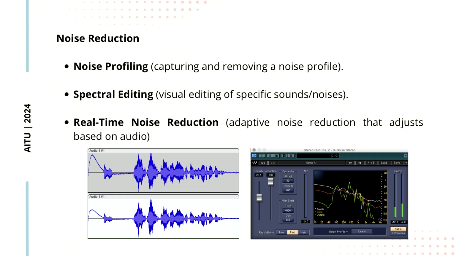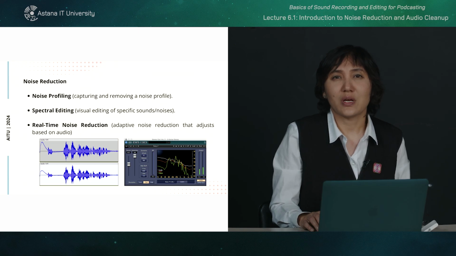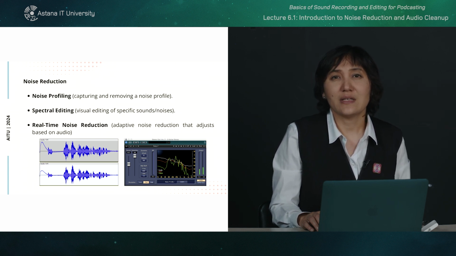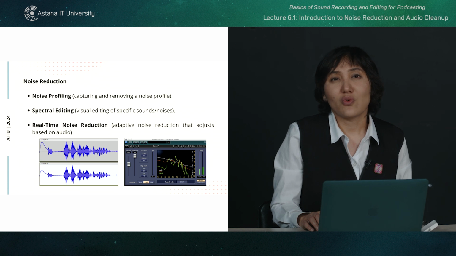Noise profiling is a process in digital audio editing where a specific segment of unwanted noise, such as background hum or static, is isolated and analyzed to create a profile or fingerprint of the noise. This profile is then used by noise reduction software to subtract or suppress similar noise throughout the entire audio track, thereby cleaning up the recording without affecting the desired audio, such as dialogue or music. This method is commonly used for removing consistent, repetitive noises in recording.